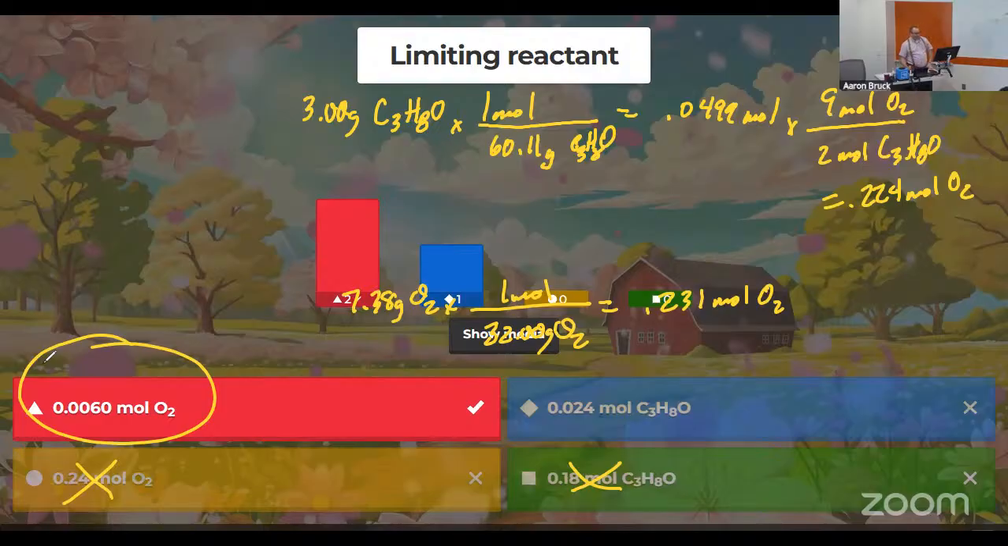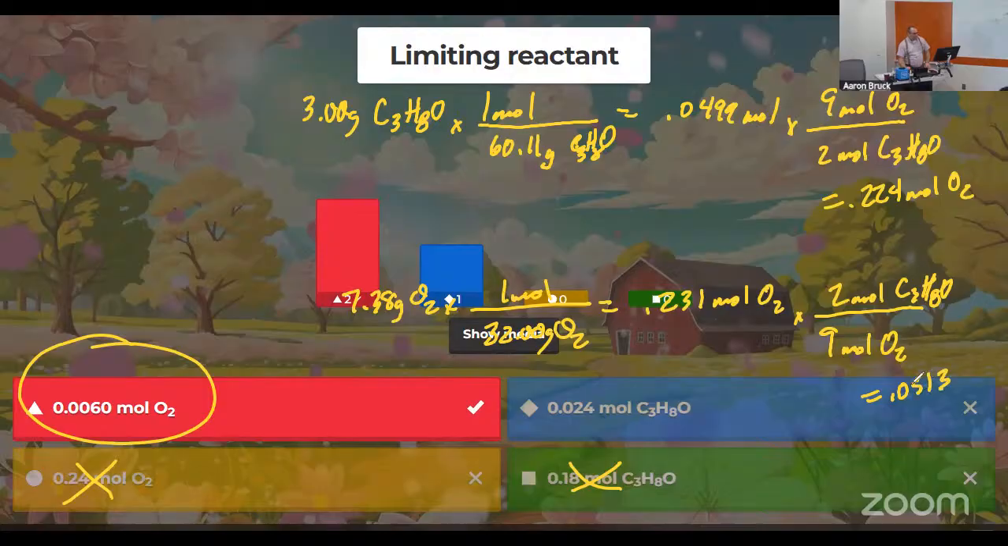If it went the other direction, so let's just say that I took the oxygen and converted it, 9 moles of oxygen to 2 moles of the propanol, 0.231 times 2 over 9, I would have gotten 0.0513. I should have recognized this is more than what I have. So again, same conclusion. Propanol is the limiting reactant. Propanol is going to go down to 0. Since it's going down to 0, this one can't be correct. That one has to be correct.